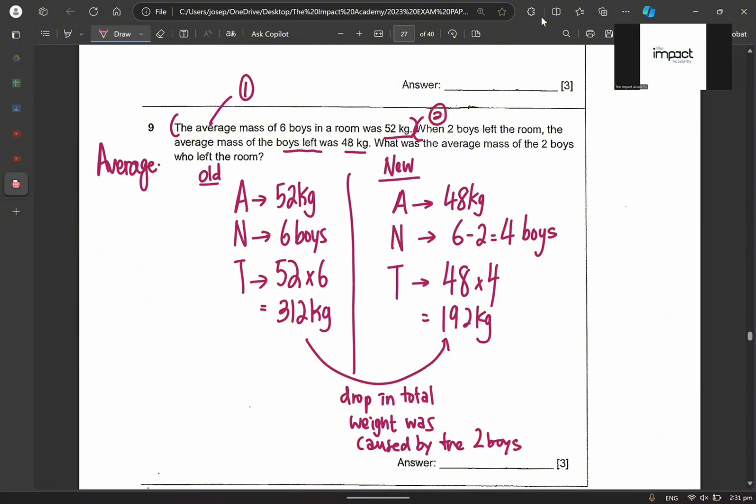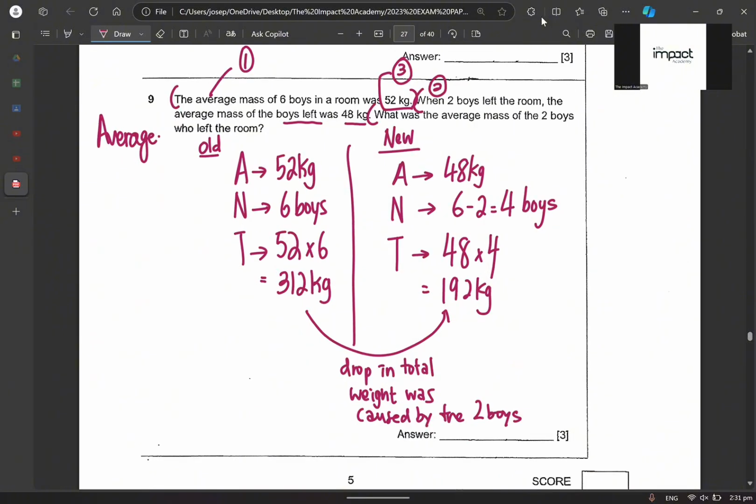Okay, now, sentence number 3. What was the average mass of the 2 boys who left the room? Now, first thing first, again, they want us to just find the 2 boys, so I will just have my A and T drawn out. All right, the 2 boys, so that is number, which is over here, 2 boys.